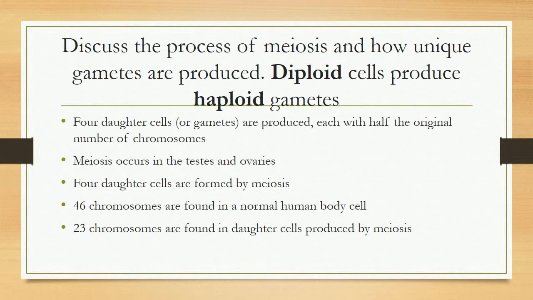Discuss the process of meiosis and how unique gametes are produced. Diploid cells produce haploid gametes. Part 2. 4 daughter cells or gametes are produced, each with half the original number of chromosomes. Meiosis occurs in the testes and ovaries. 4 daughter cells are formed by meiosis. 46 chromosomes are found in a normal human body cell. 23 chromosomes are found in daughter cells produced by meiosis.